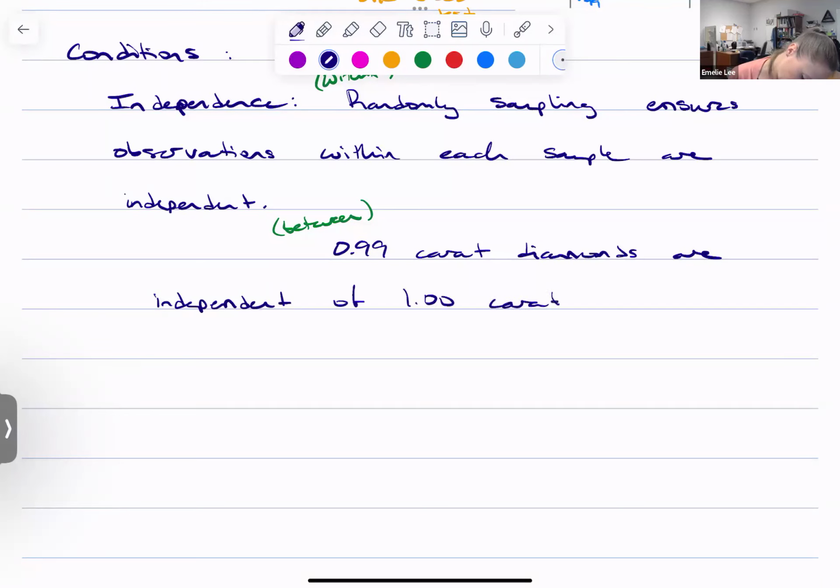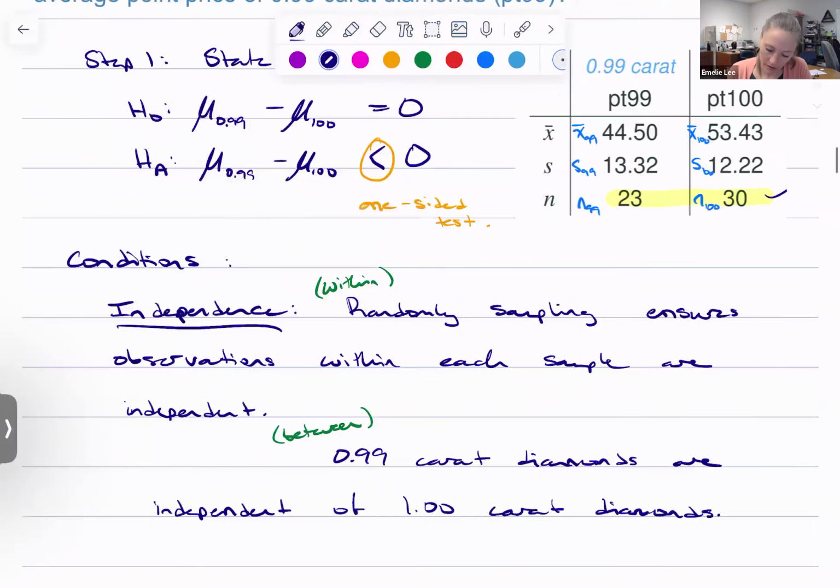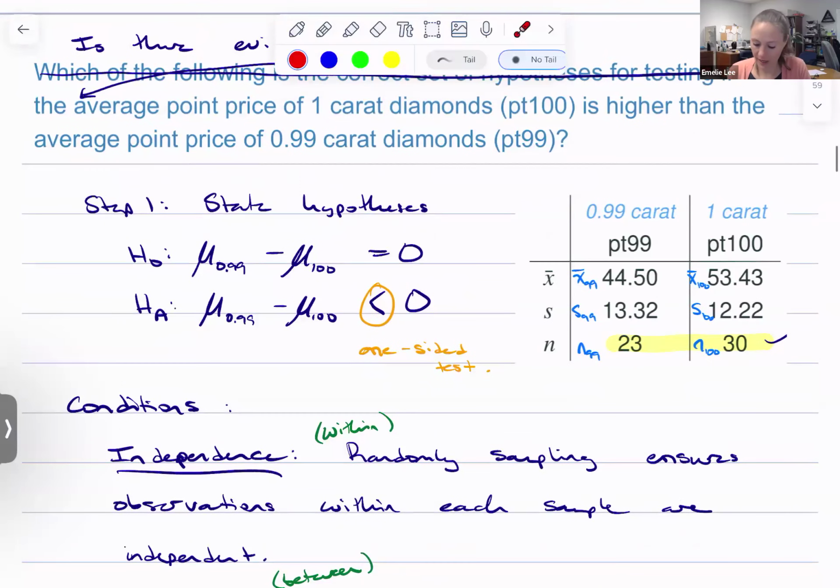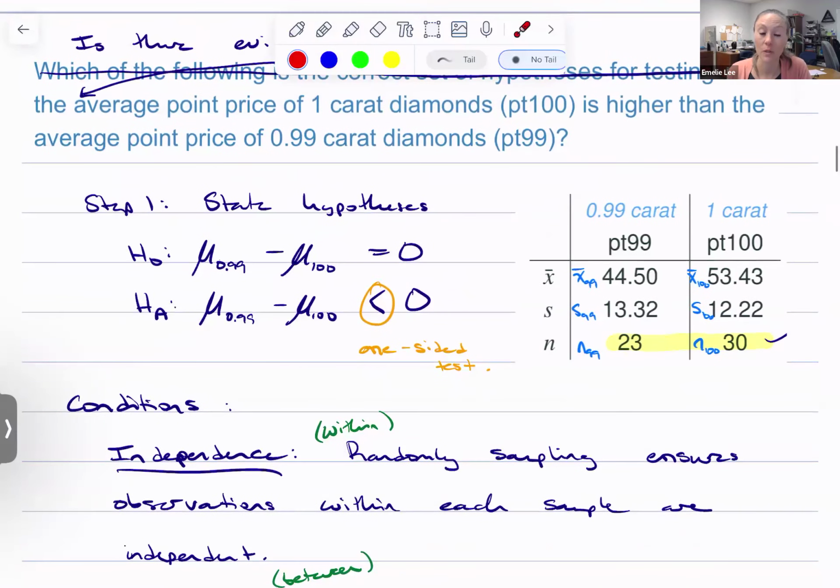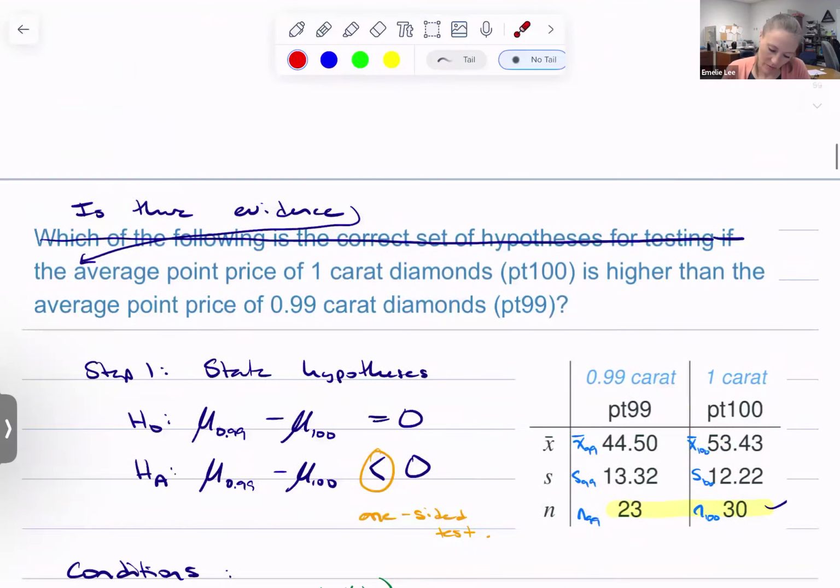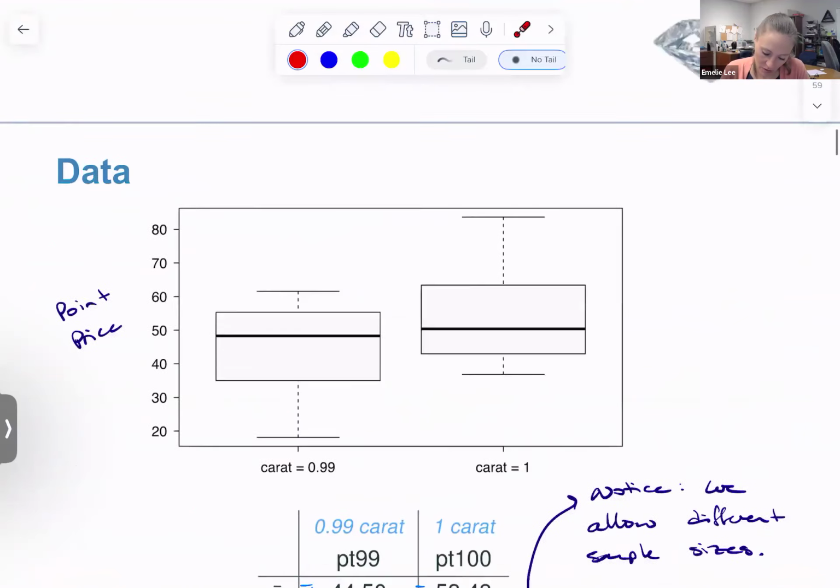Of 1 carat diamonds. That's the independence condition. And then the normality condition, how do we check it? Well, we need a sample size larger than 30 in each group. I don't have that. I have 30 here, but I only have 23 in the 0.99 carat diamond group. So what do I have to assume? I have to assume that they're relatively normally distributed.